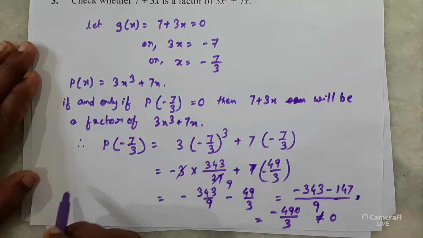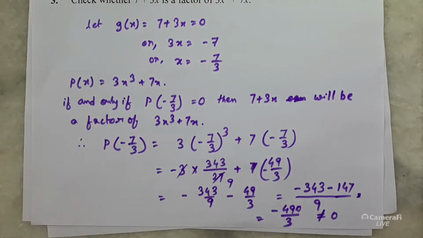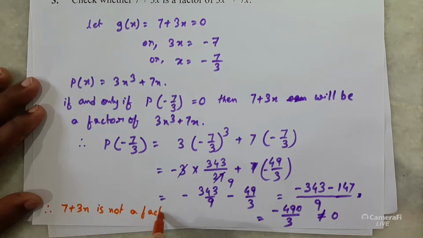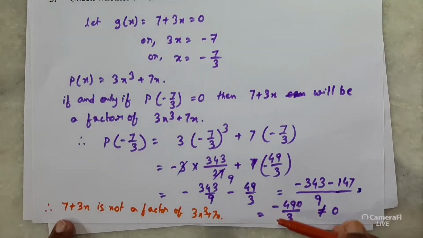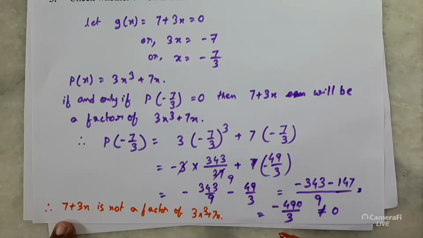Okay, this simply proves that, therefore we can write that 7 plus 3x is not a factor of 3x cube plus 7x. Students, don't write the line here, just complete it. Since my page is going to end, that's why I have written the line just beside it. This line should be at the bottom, at the end.